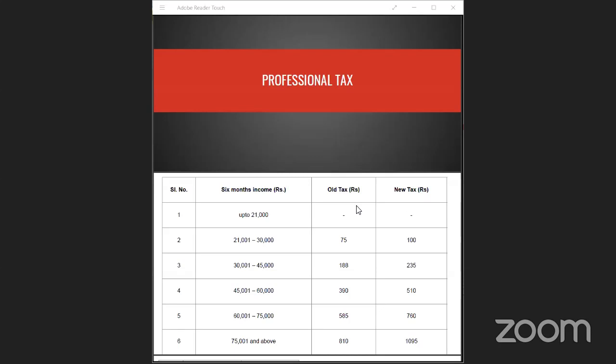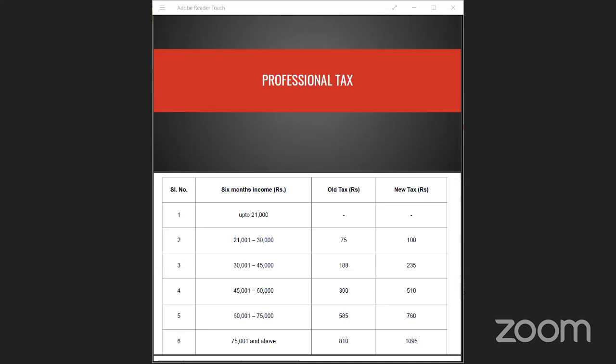Then you have 45,001 to 60,000 rupees, which is 510. Then 60,001 to 75,000, it is 760 rupees. Then 75,001 and above, which is 1,095. This is how the calculation goes. Totally there are 6 slabs like this, and you have a tax rate for each.